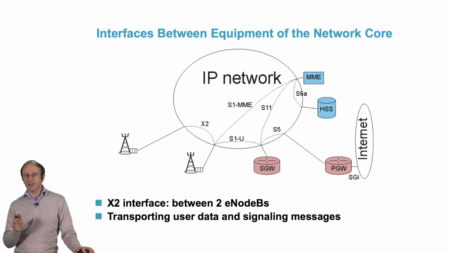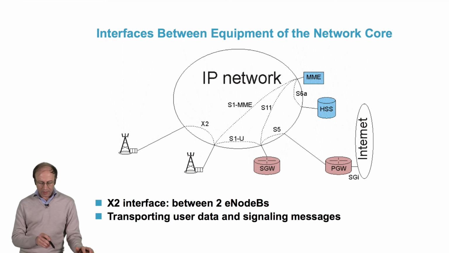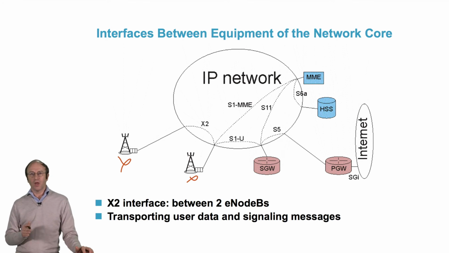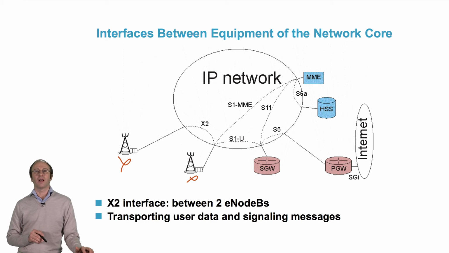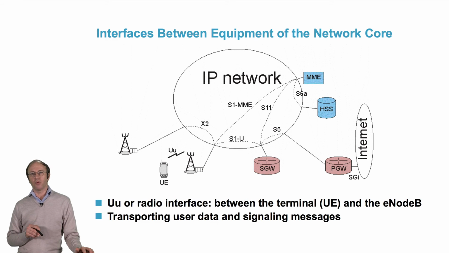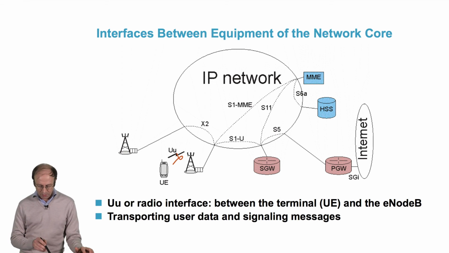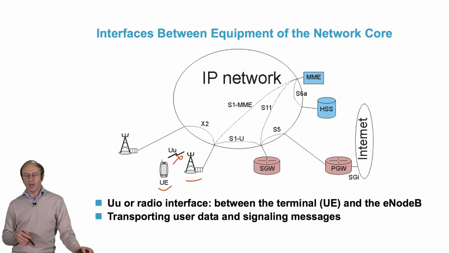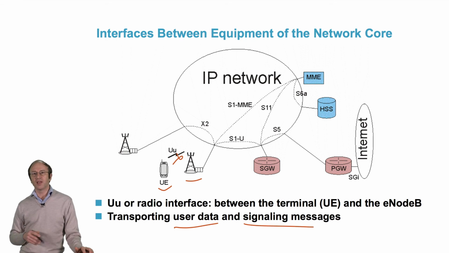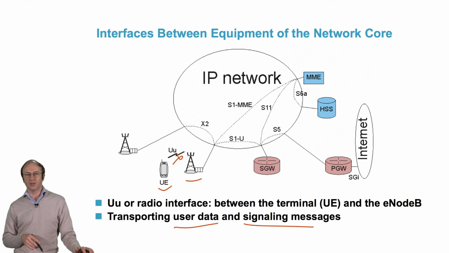The X2 interface is the one between two eNodeBs. Both signaling and user data are transported. Finally, an extremely important interface, the Uu interface, transmission on the radio channel. The Uu interface is therefore situated between the terminal and the eNodeB. Here again, user data and signaling messages are transported.